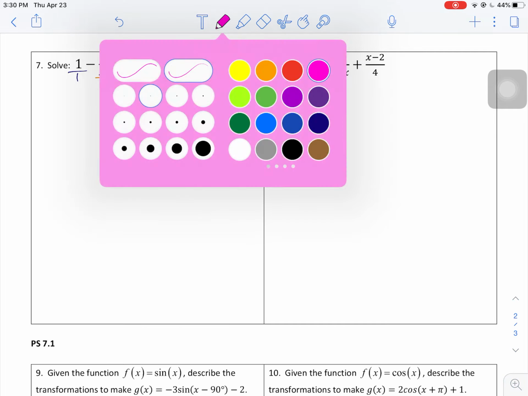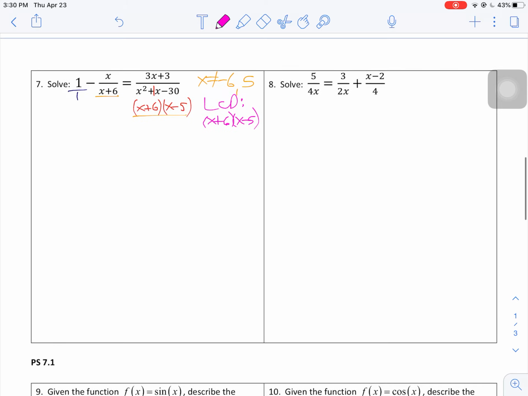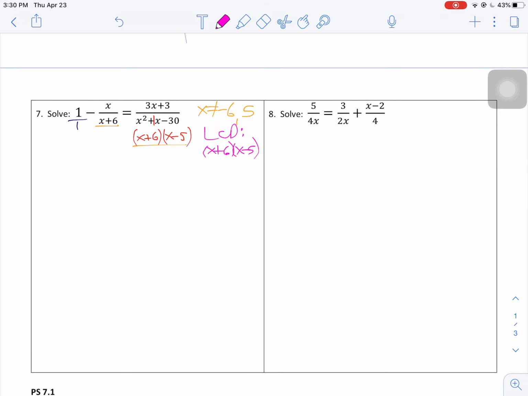As far as a least common denominator goes, it's basically just like one of everything we see in the denominators. So I see a 1, I see an x plus 6, and I see an x minus 5. So our LCD is x plus 6 times x minus 5. We want to multiply all of our terms by the least common denominator in order to cancel out the fractions. So it's going to get a little tight here, but I'm going to multiply everything by x plus 6, x minus 5. That way we can cancel out all of these fractions.